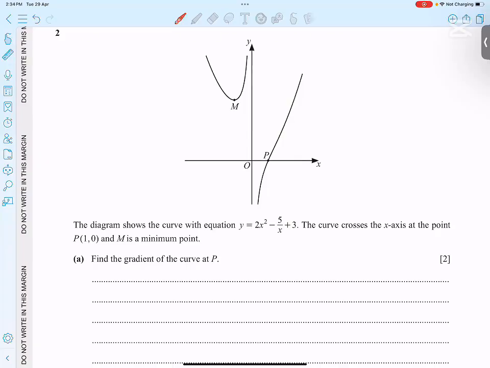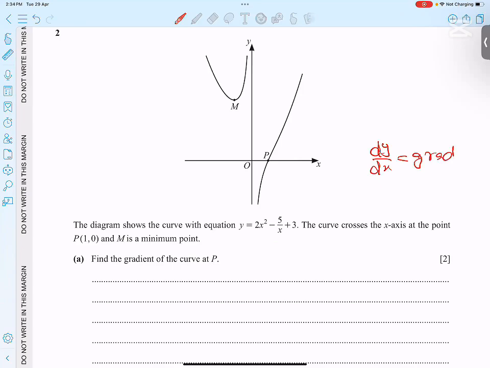Question number 2, students. He mentioned the equation of the curve, you can see here, and it crosses the x-axis at P. So obviously y is 0 and x is 1. Find the gradient at P. It's already clear: the derivative dy over dx is also called the gradient.